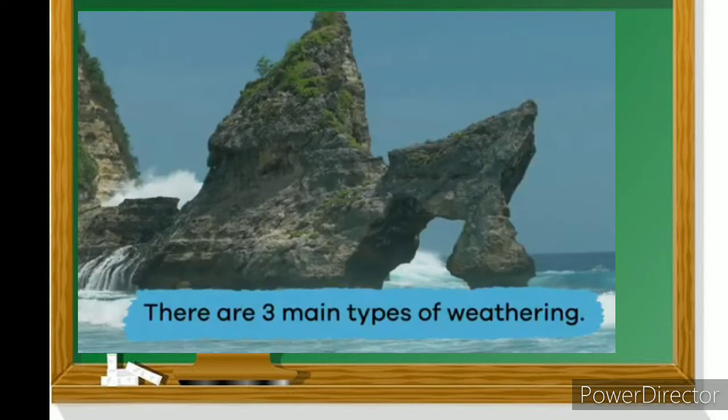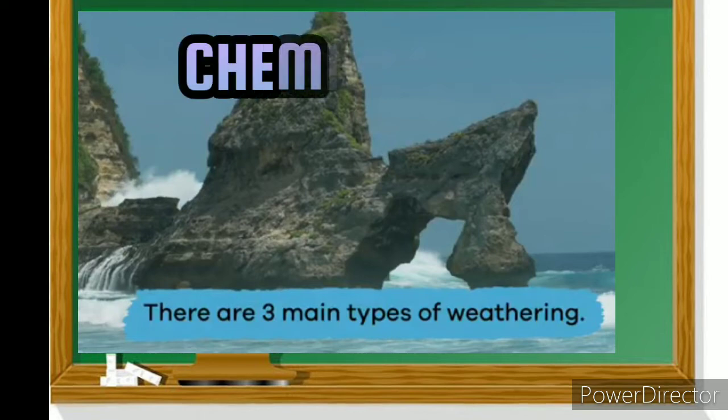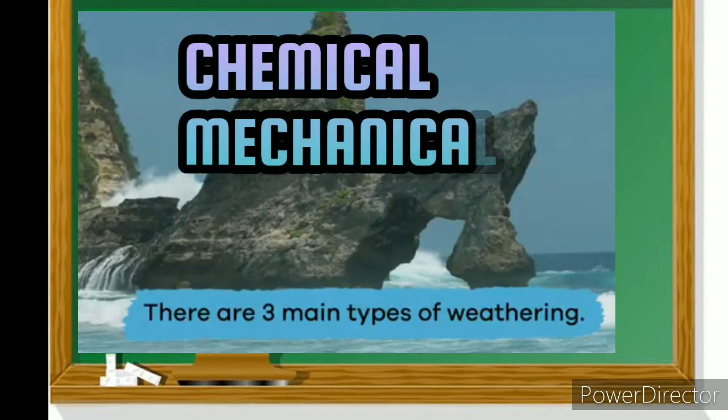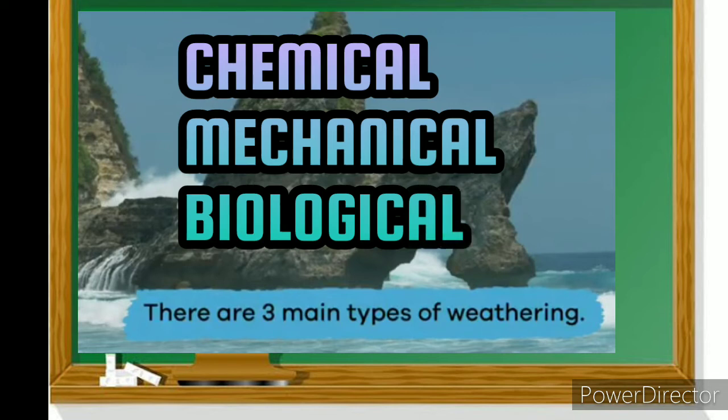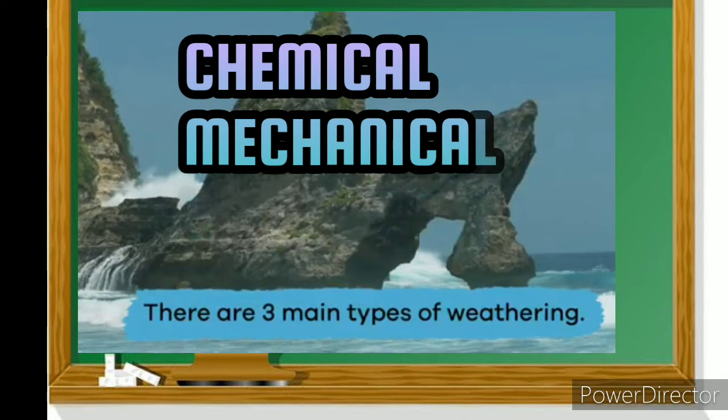Now, let's hear from Ms. Domingo the different types of weathering. There are three main types of weathering. First is chemical weathering. Second is mechanical weathering. And the third is biological weathering.